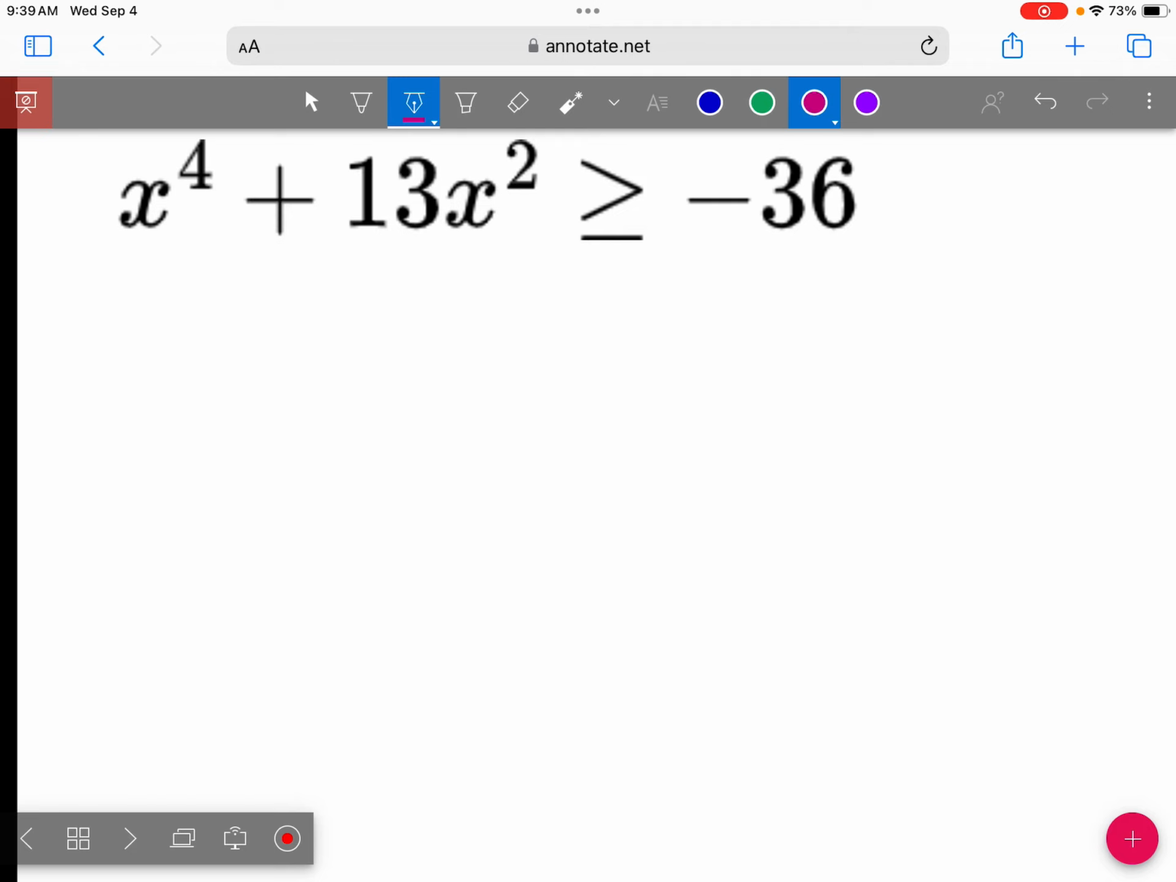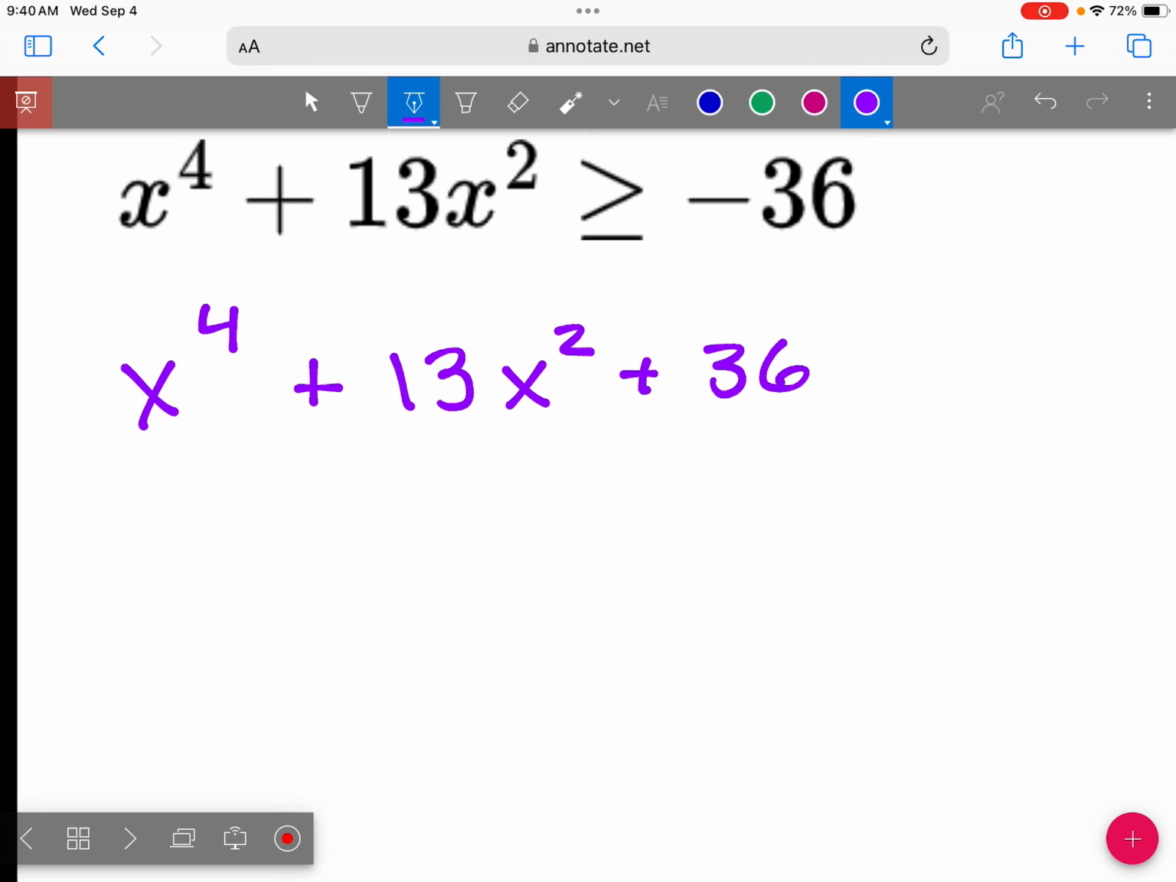It's math. What do we need to do first? We need a 0 on one side. So we're going to add 36. This one is not a giant one. I promise it's fairly short. So we're going to have x to the 4th plus 13x squared plus 36 greater than or equal to 0.